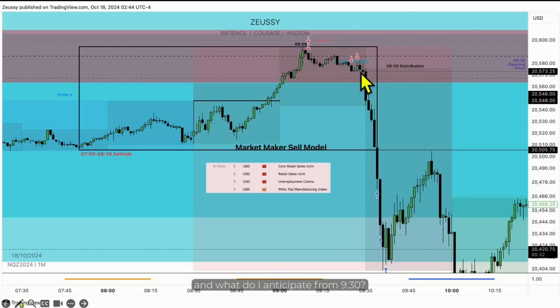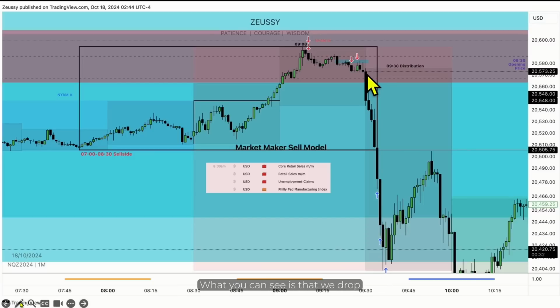And what do I anticipate from 9:30? Within my recording, you can see that I literally type out 9:30 is here. I'm anticipating distribution to take place. Distribution being big down-close candles to come because I was in a short position anticipating lower prices. What do you see occur from 9:30? 9:30 opens up and we initially reprice higher right here. This repricing higher isn't significant at all.